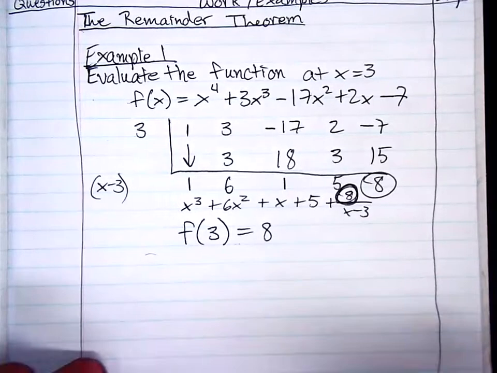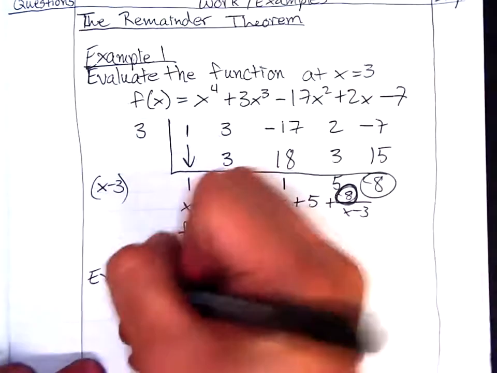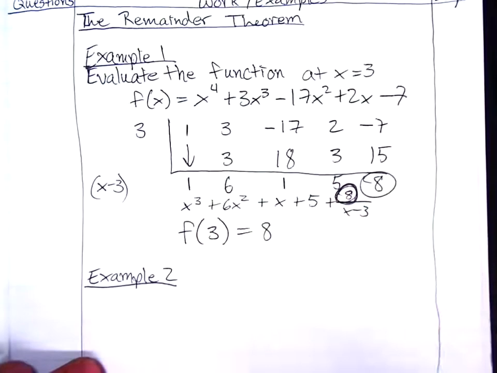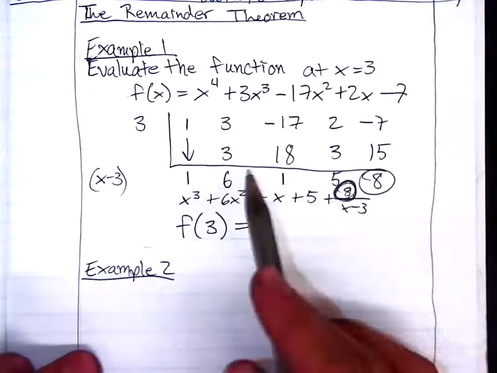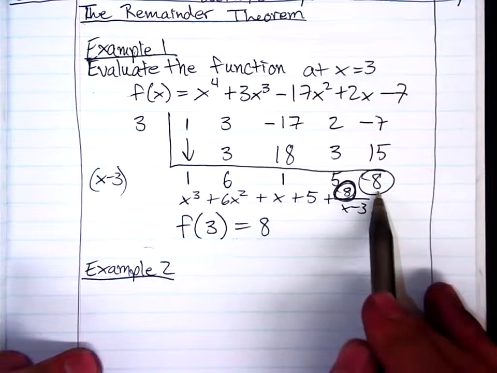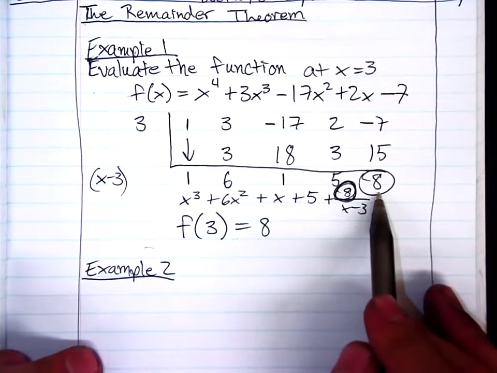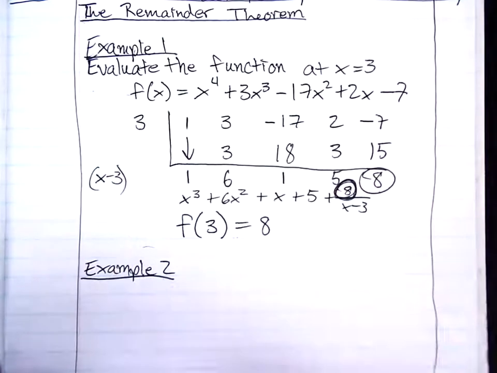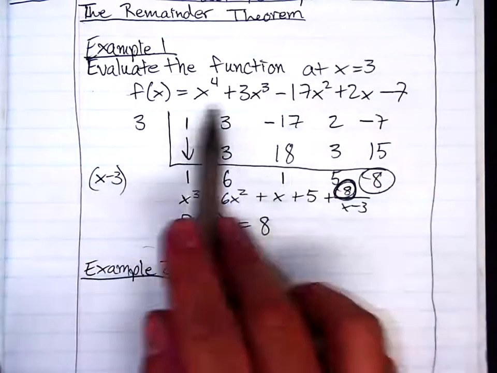I'm going to go ahead and jump to example 2 now. So the whole purpose of that is not only to realize that we can evaluate functions using synthetic division, but it's also to point out that if our remainder were to come out 0, then whatever root factor we chose here is actually a root for this polynomial.